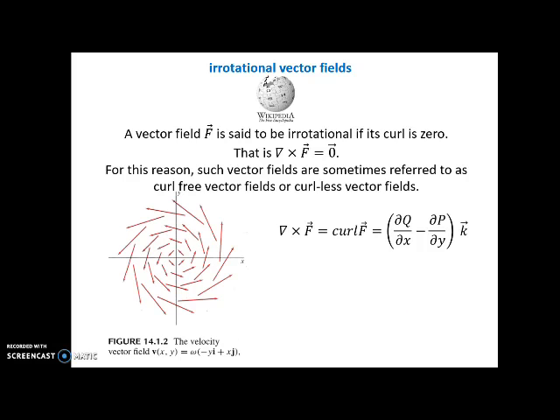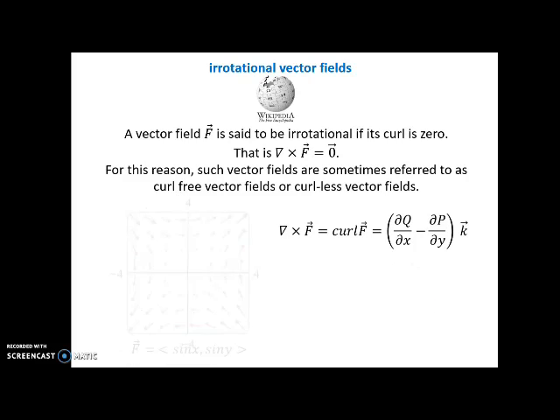Let's look at another example. This one has some constant times negative yi plus xj. And so q is x, and its derivative will be 1, and p is negative y, so its derivative will be negative 1. And so we get 2k, which is not the 0 vector. Therefore, this is not a curl-free vector field, and it is not irrotational. It's kind of a double negative there.